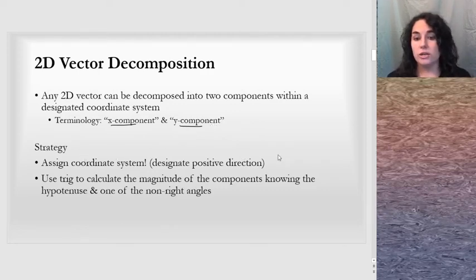The strategy here, remember, is to assign a coordinate system. We have x and y, and we need to designate positive and negative as well, especially if we're going to be adding vectors at some point. And we're going to use trig to calculate the magnitude of the components.